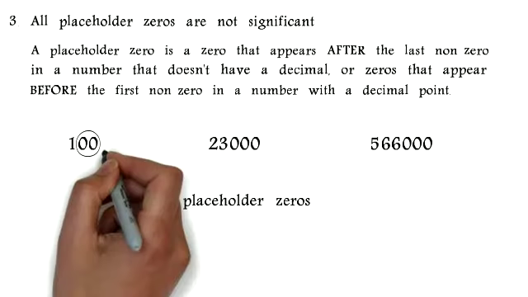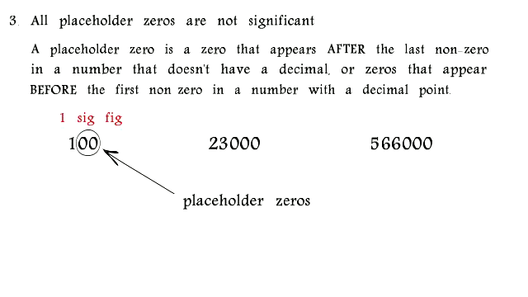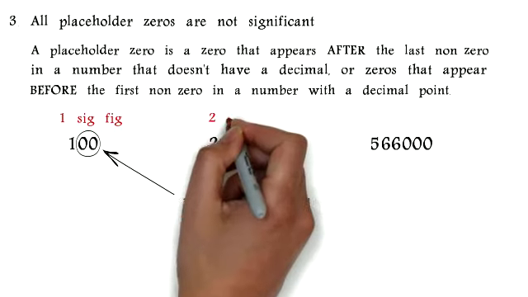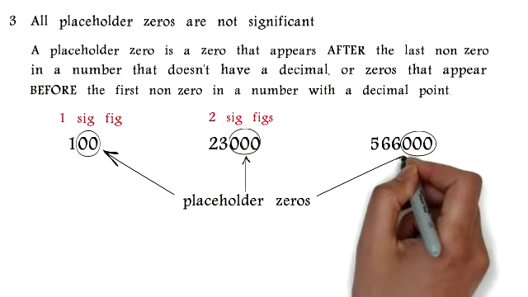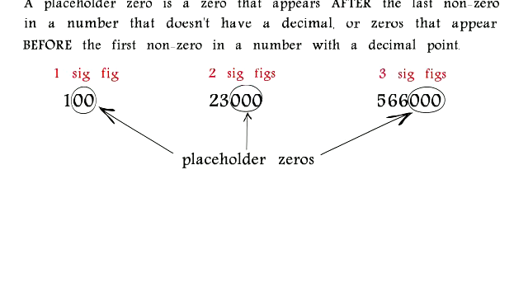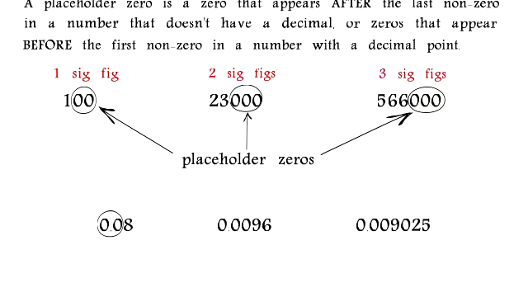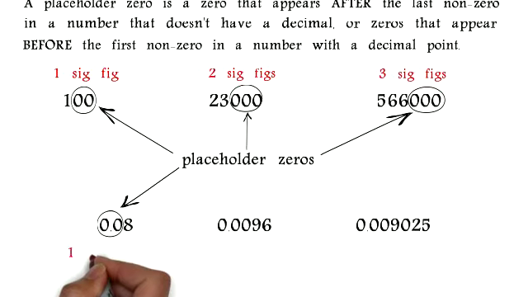So the two zeros in 100 are placeholder zeros because there's no decimal point, and so there's only one sig fig. The three zeros in 23,000 are placeholder zeros, so there's only two sig figs in that number. And then the three zeros in 566,000 are placeholder zeros, so there's only three sig figs there. Now, when you have a decimal point, any zeros before the first non-zero is a placeholder zero. So the 0.0 in 0.08 are placeholders, so there's only one significant figure in that number.